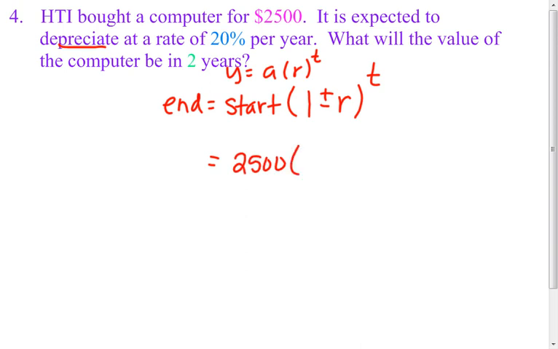Now, this is where it gets tricky, okay? So it's going to depreciate 20%. That doesn't mean that I'm going to put 0.2 right here. Because again, what goes in the parentheses, what that R is in this formula, is always what you get to retain. So if you're losing 20%, that means it gets to keep 80% of the computer's value. Or you can do 1 minus 0.2 right there. Either way is fine. And then, of course, I have to figure out time, which would be 2 years in this case. And when I type that into my calculator, I should get about $1,600.